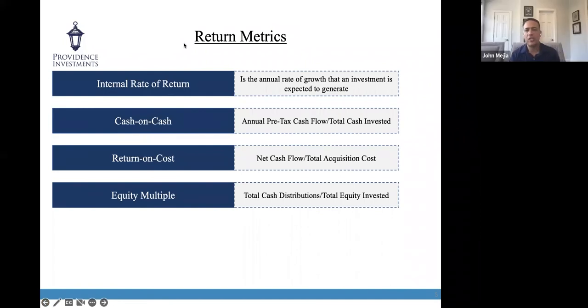Okay, so going back, cash on cash. Make sure you're looking at your cash on cash. Return on cost, like I mentioned earlier, when it comes to doing deals and developing deals. Equity multiple is another big one. We like to look at the cash on cash and equity multiple of that deal when we actually sell it or do a capital event.